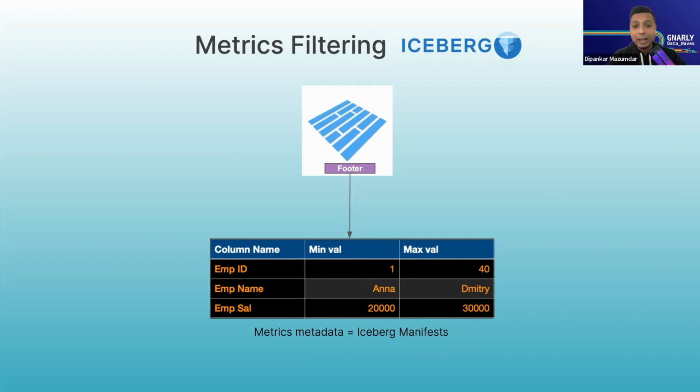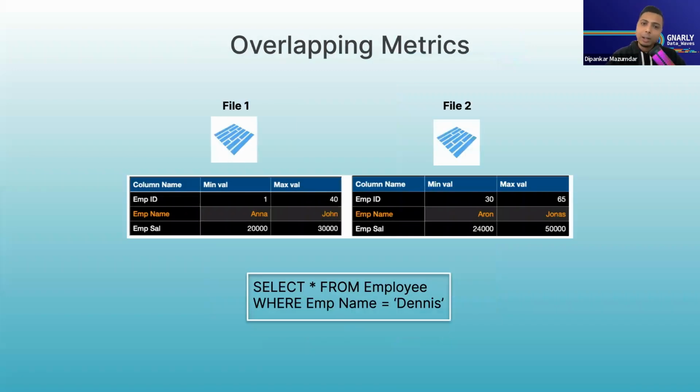But even with that, there might be some scenarios where you have overlapping metrics. For example, let's look at a scenario here. As you can see, in both of these files, the metrics are pretty much similar, right? File 1 has the employee name column in the range of A to J, and file 2 also has a similar range of A to J, right? Now, let's say you run a query: select star from employee where employee name equals Dennis. Pretty simple query, right? You're basically using a filter to get all the details of the employee.